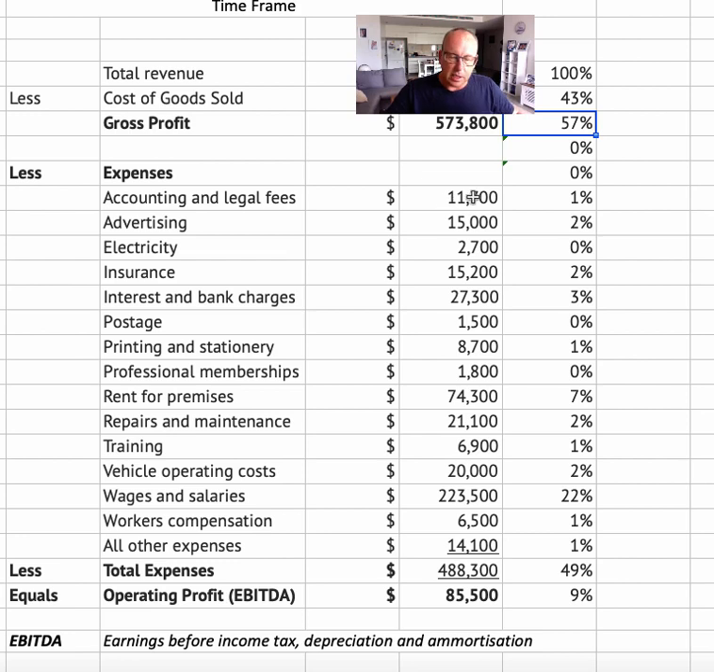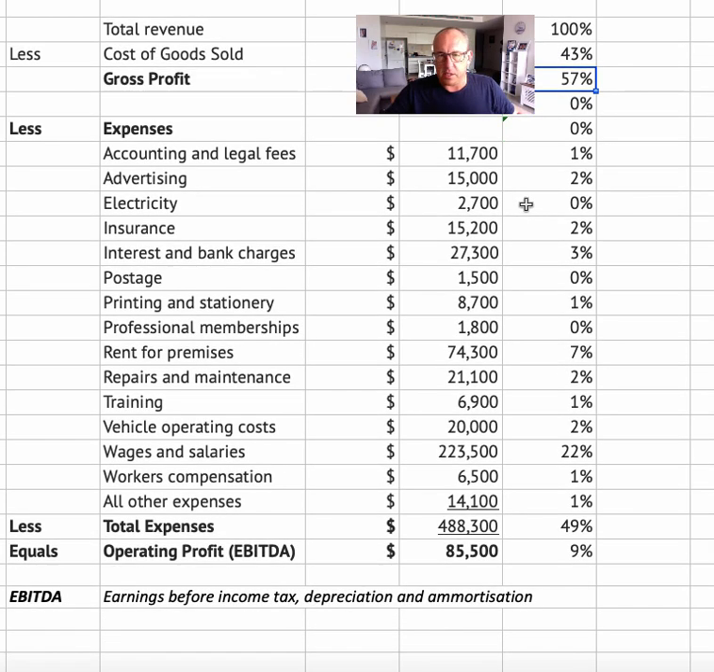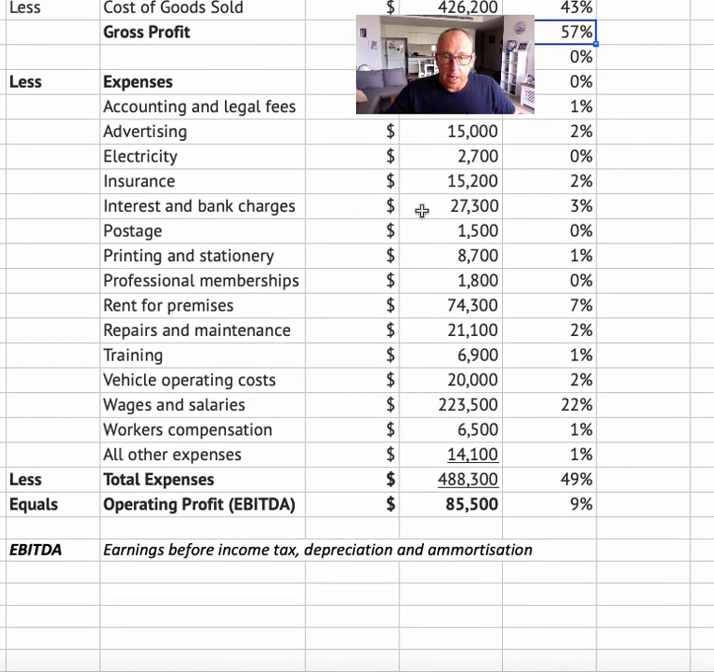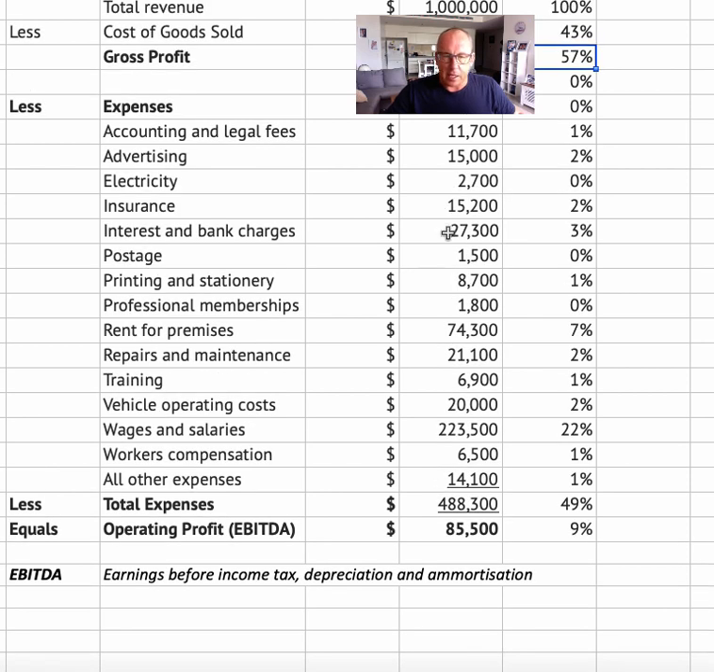Now let's look down through the rest of the figures. 1% on accountants, that seems a little bit high for a business this size, maybe. Advertising, 15 grand, they want to make sure they're getting a return on that for sure. Interest, so they've got some loans in here, that's important. They can tax deduct their interest off their P&L. Postage, etc. So all the way down, and wages, as always, is one of the biggest expenses. The good sign here as well: 9% profit, 49% fixed expenses.